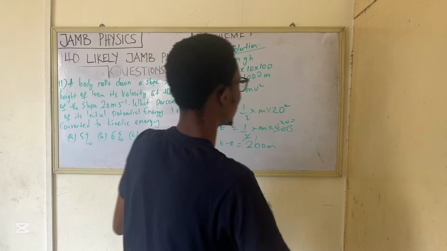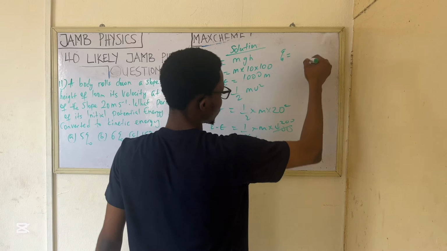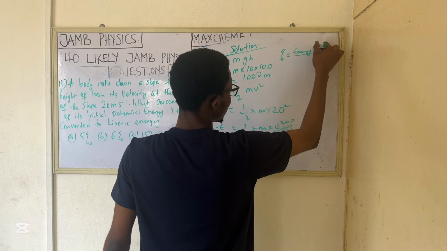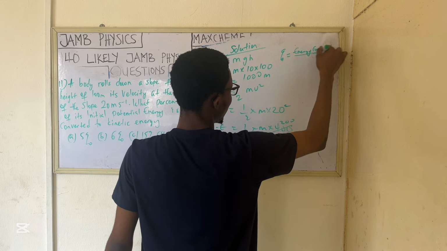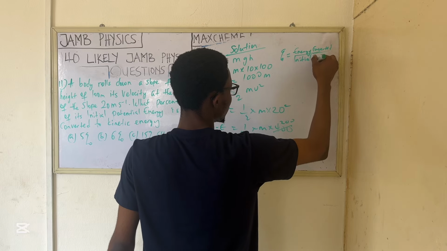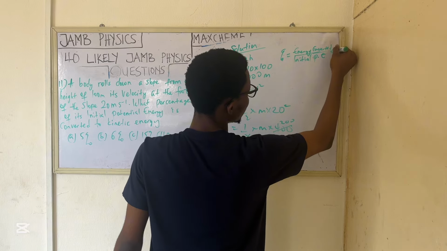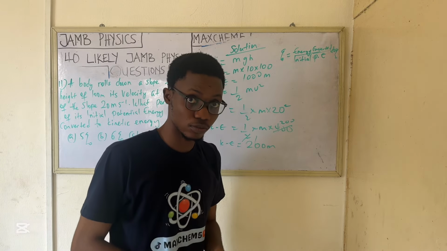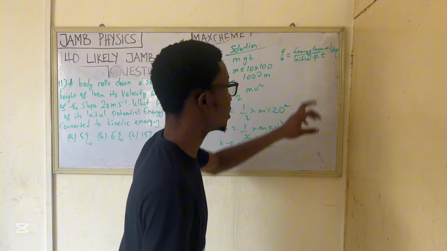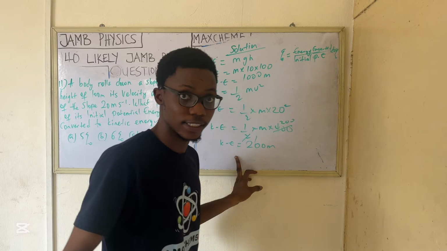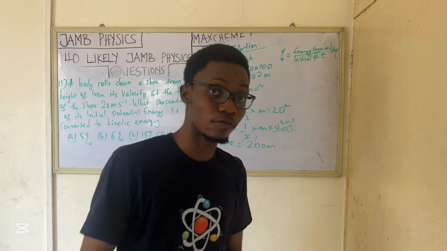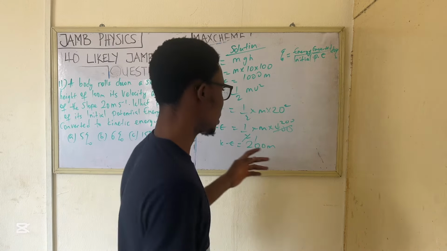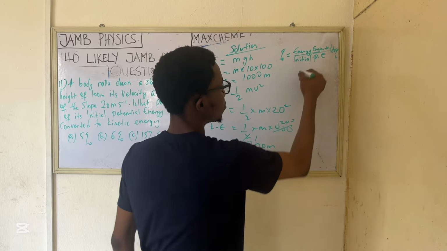So what we have to do now is look for the percentage of conversion. So how do we do that? The percentage of conversion is equal to energy converted over initial potential energy times 100%. Energy converted, that is the kinetic energy. Are you getting me now? Potential energy was converted to kinetic energy. So the kinetic energy here is the energy converted. So that's 200 m.